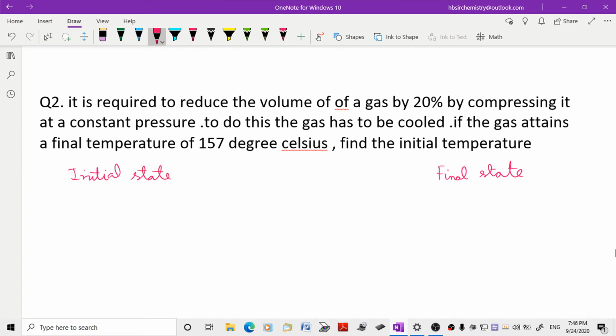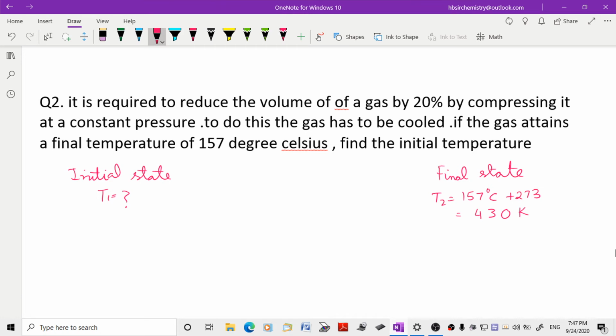Now the initial state T1 we need to find out, and T2 is given as 157 degrees C. You need to add 273 to get the answer in the Kelvin scale. 7 plus 3 is 10, then 8 plus 5 is 13, and then this is coming as 430 Kelvin.